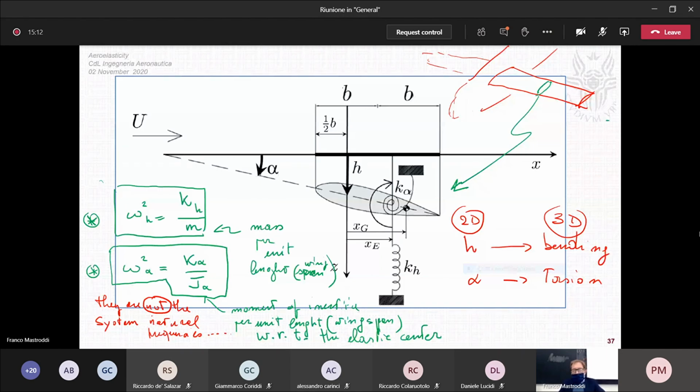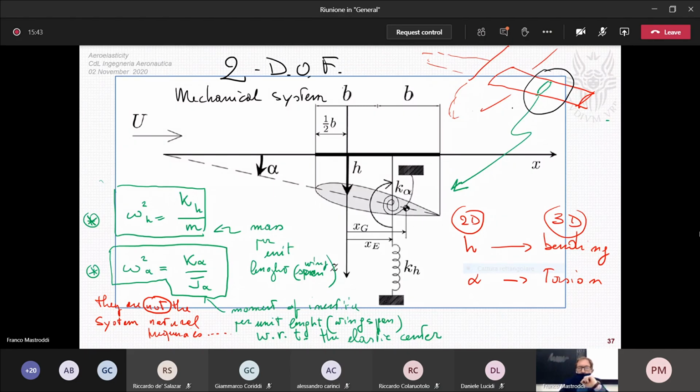Okay, so we have this two degrees of freedom, concentrated mass and concentrated stiffness, mechanical system. This mechanical system, in our opinion, is representative of the wing dynamics in a special section. This mechanical system is also known as the typical section.